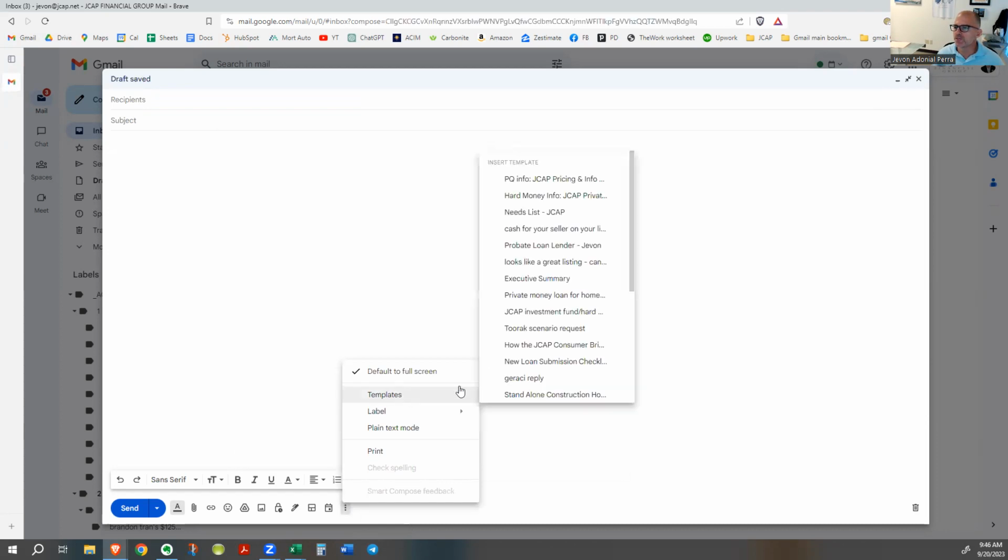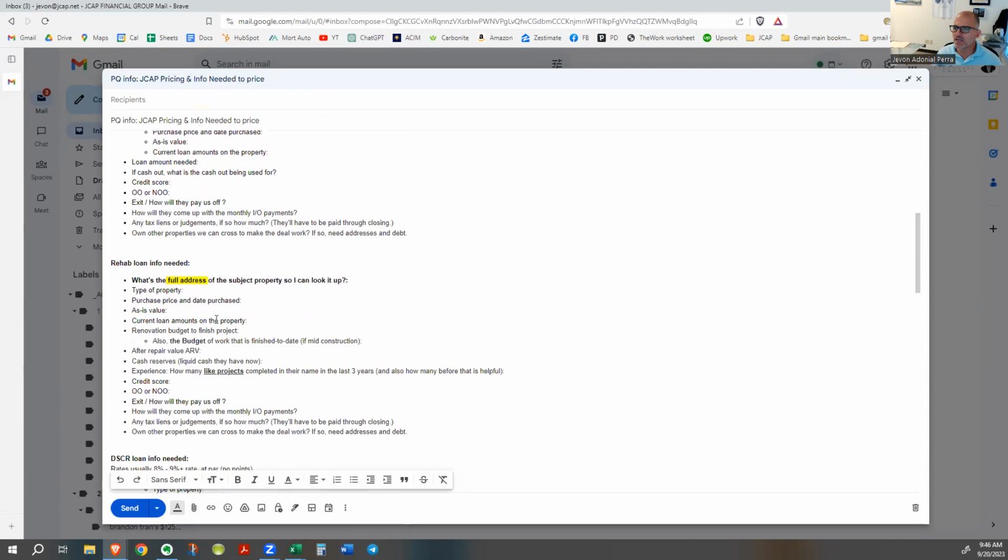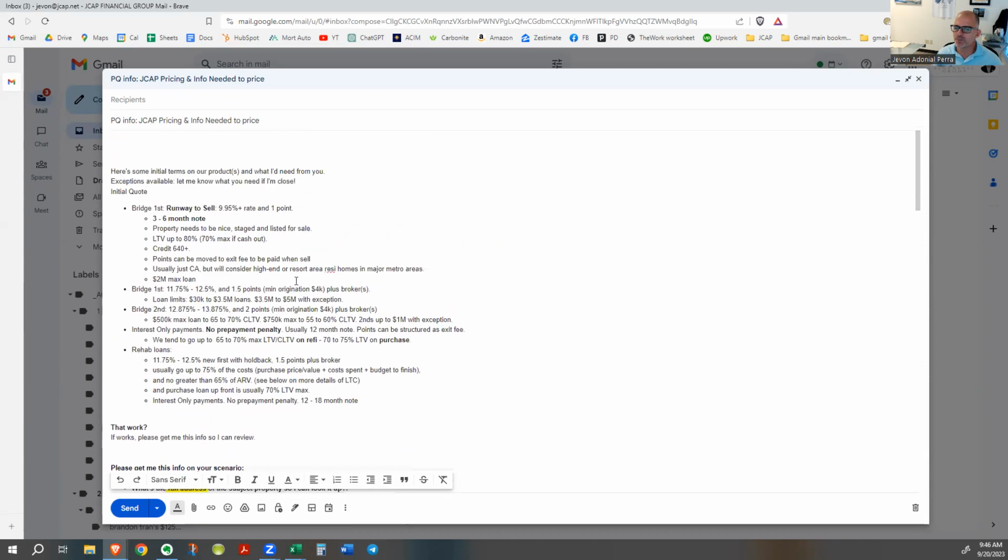So the first template is PQ info. You have that one, right? You click on that one and all this stuff's going to come up. The reason I have these templates is this is when people email me about deals. It's always a real estate deal and they want to know, can you do this loan? Well, the first thing that I need to get is all the info that I need from them.